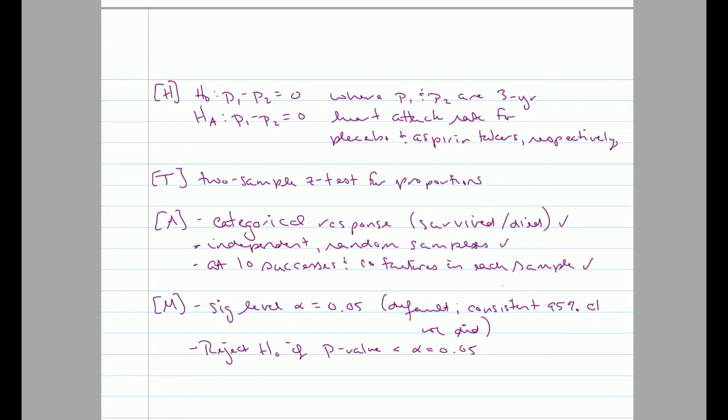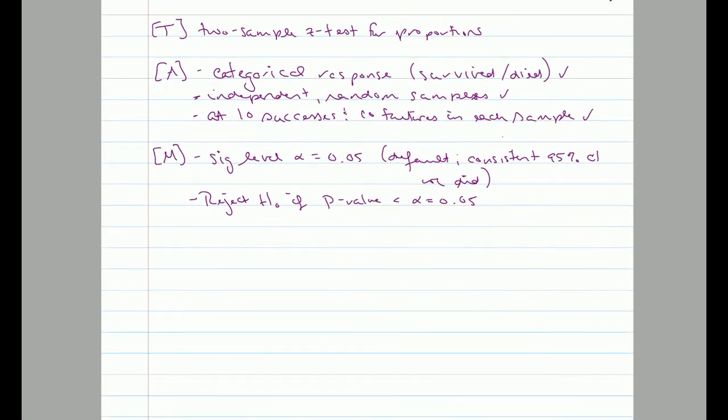Now for the fun stuff. We have to calculate our test statistic. Because this is a z-test, we're going to have a z-test statistic. And this is a statistic. This is a z-obs. So again, this means this is coming from sample data.